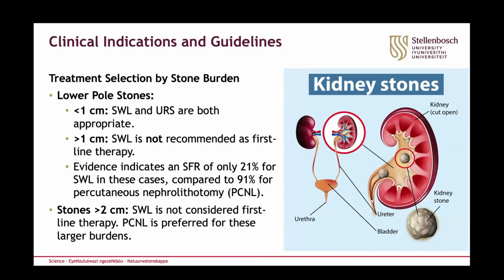If we look at stones in the lower pole, stones less than 1 centimeter, you can use either shockwave lithotripsy or URS. For stones greater than 1 centimeter in the lower pole, shockwave lithotripsy is not recommended as the first line treatment. The evidence indicates a stone-free rate of only 21% with shockwaves in these cases compared to 91% with percutaneous nephrolithotomy, I beg your pardon. For stones greater than 2 centimeters, shockwave is not considered as a first-line option, and PCNL is preferred in these cases.